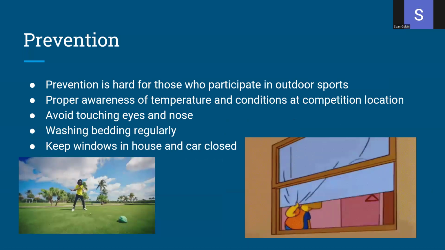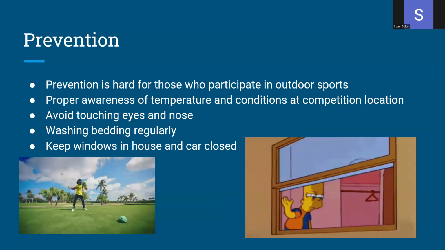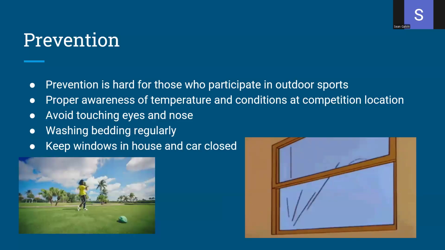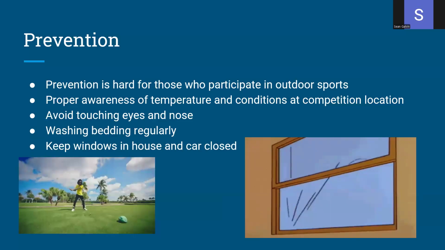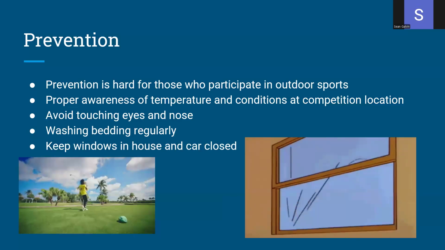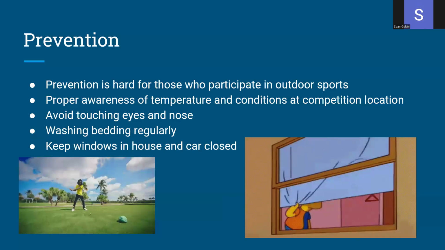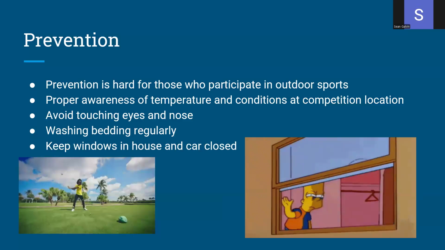So, how do we prevent seasonal allergies? Well, to start off, it is pretty hard for those who participate in outdoor sports to completely avoid these seasonal allergies. Although it is important to have proper awareness of temperature and conditions at competition locations. Planning ahead is important, so as to give any treatments before in preparation for the competition.